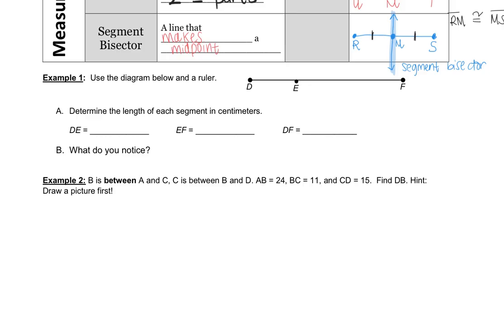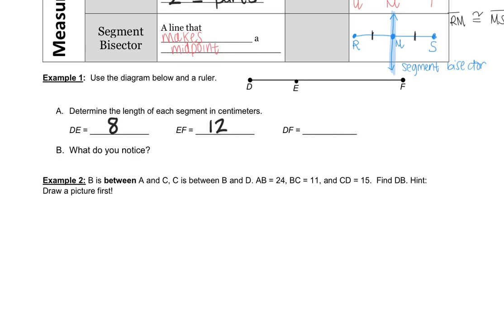We have some examples here that we're going to do. Let's start with example 1. It says use the diagram below and a ruler. We're not going to use a ruler. What I am going to tell you is that from D to E, it's going to be a length of 8. Okay? And from E to F, my length will be 12.